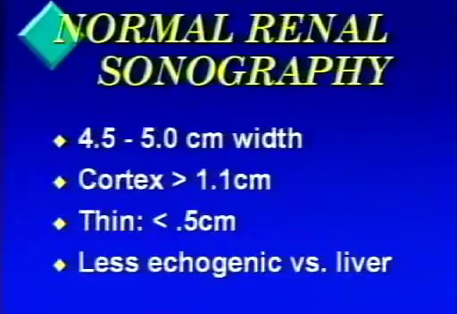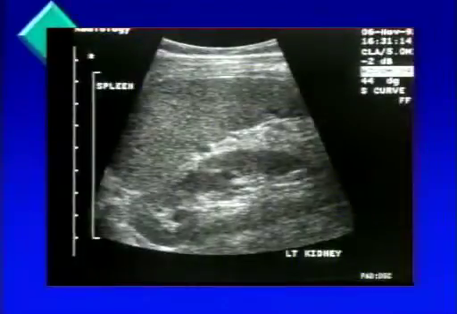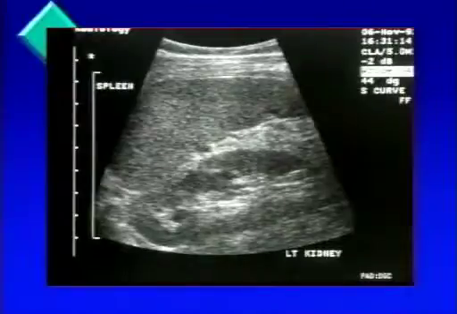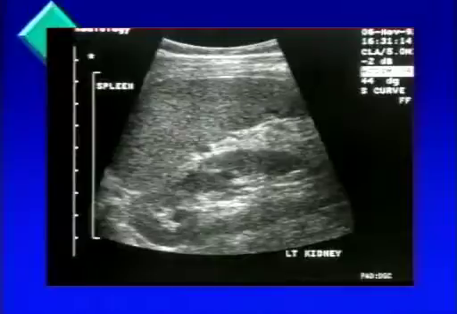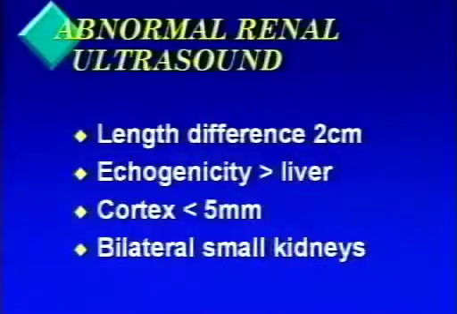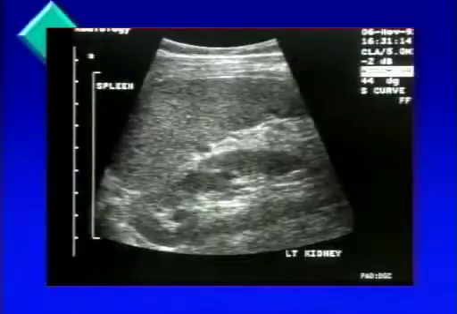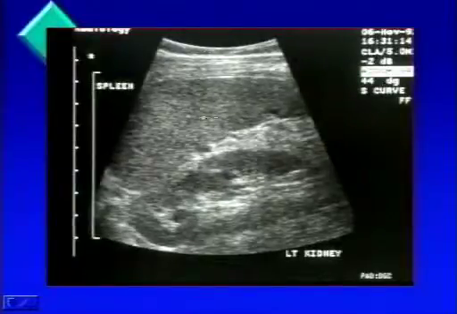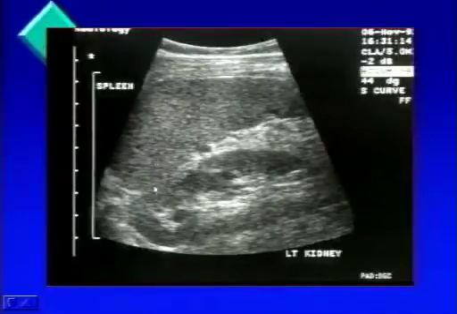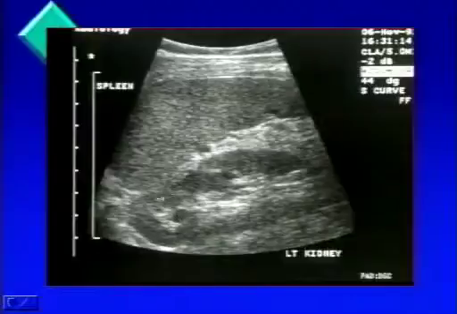centimeters. Now this next slide will reveal an examination of the left kidney and the spleen, and we can see from this examination the normal echogenicity of the spleen is very similar to that of the liver, a medium level gray echogenicity, and just adjacent to the spleen we see the left kidney.